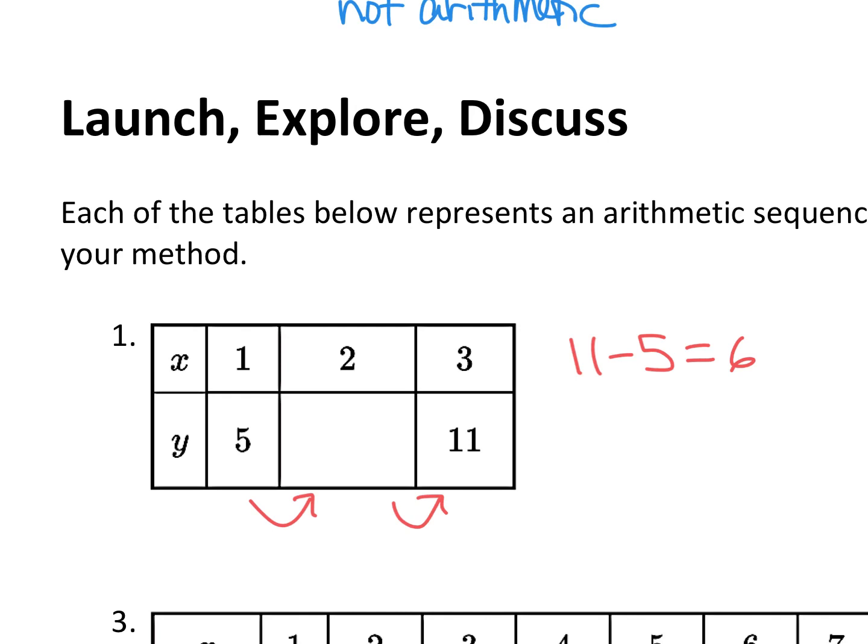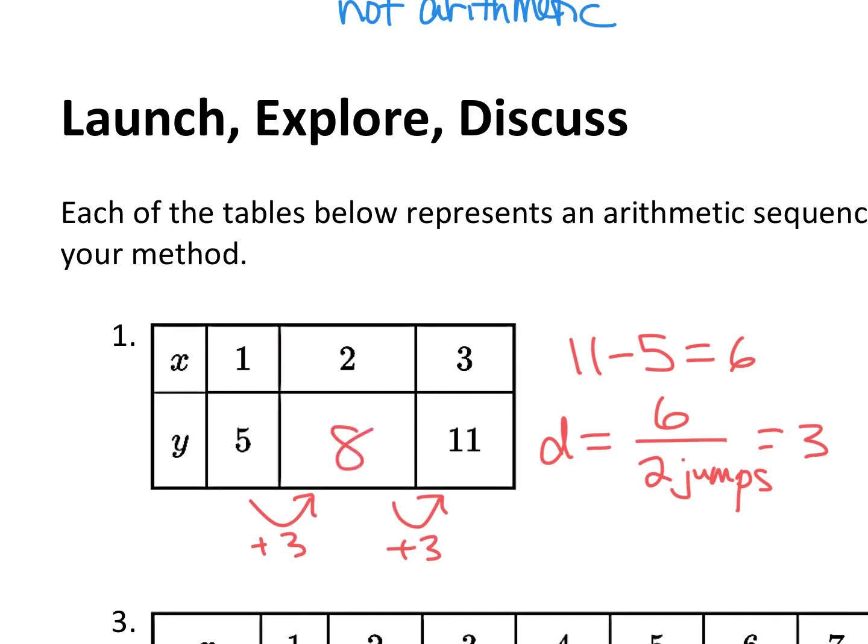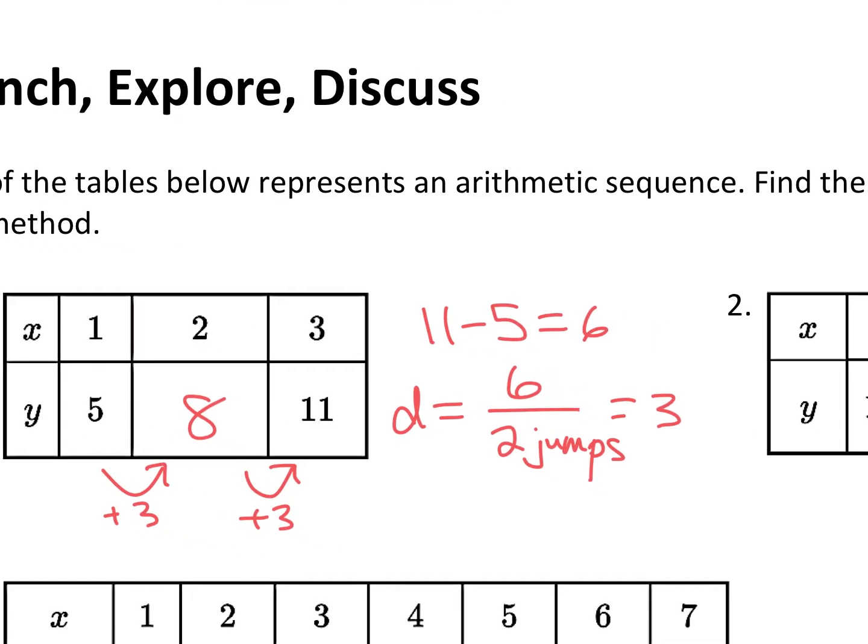So I'm going to say D, my common difference, is that distance between 11 and 5 divided by 2 jumps. So it looks as if my common difference is 3. So plus 3, and I'll fill this in with an 8. All right, let's try that again. So let's look at number 2.